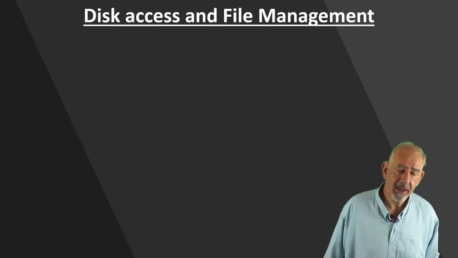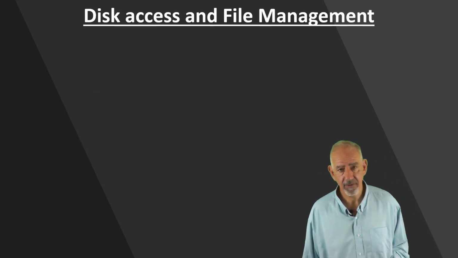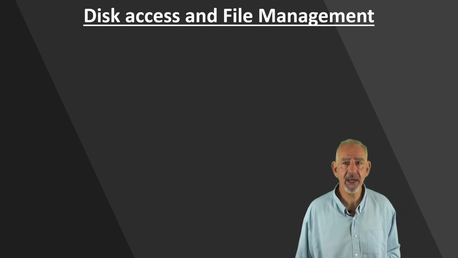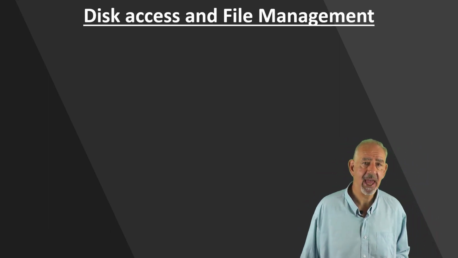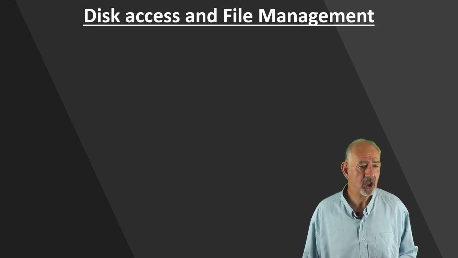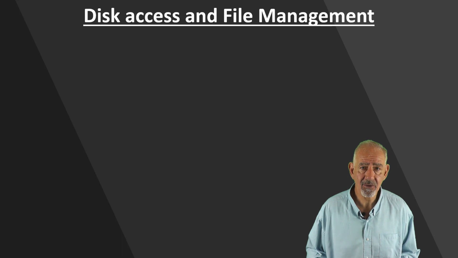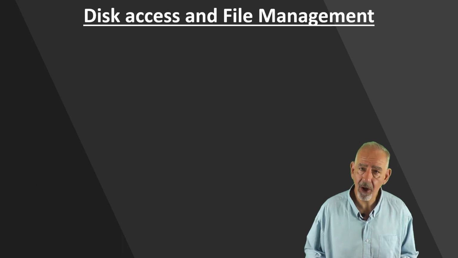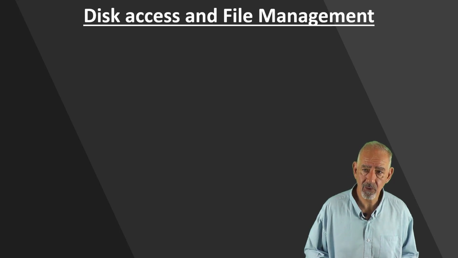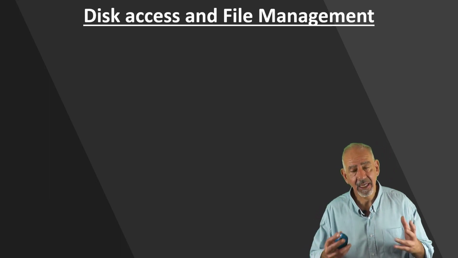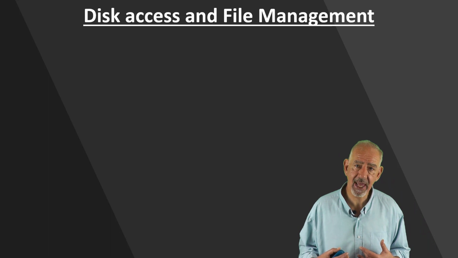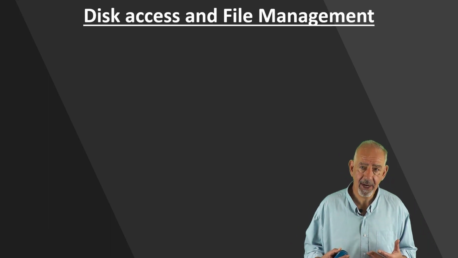And now we come to one of the biggest abstractions of the lot on computer systems, and that's the way that we access our disks and we manage our files. To us, they look like folders and directories and files. They're nothing like that behind the scenes. They are blocks of memory on a hard disk or on some sort of external storage. But an operating system takes this and gives us an abstraction that we understand, which is file management.